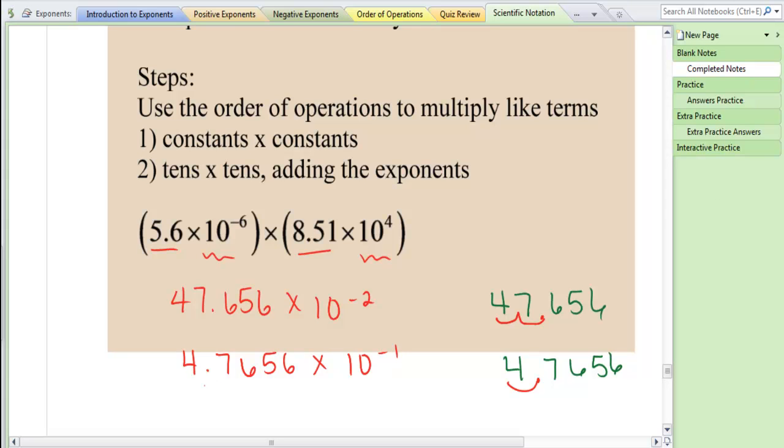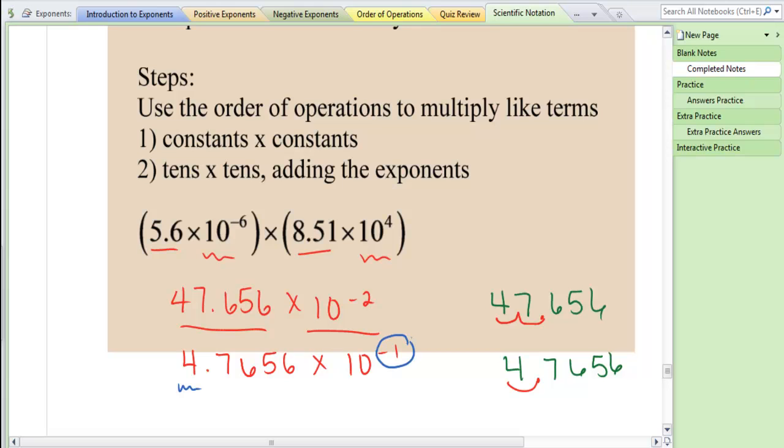Your answer is 4.7656 times 10 to the negative 1st. So you end up with initially this number right here, 47.656 times 10 to the negative 7th. But we have to have only one digit to the left of the decimal. So we're going to move that decimal over, which means we have to adjust our exponent.